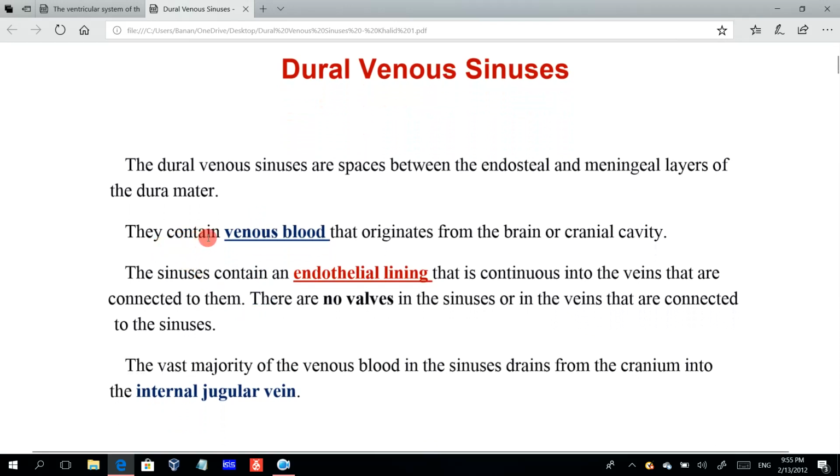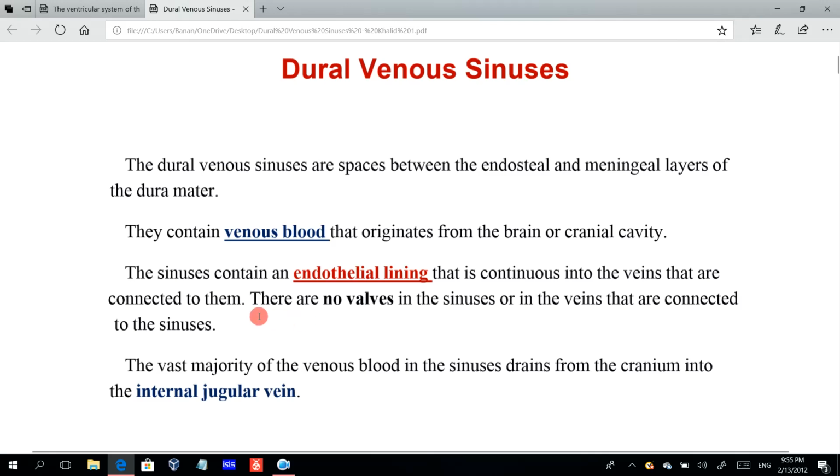So these dural venous sinuses contain venous blood that originates from the brain and or cranial cavity. The sinuses contain an endothelial lining. It's very important. It contains an endothelial lining, and that is continuous into the veins that are connected to them.